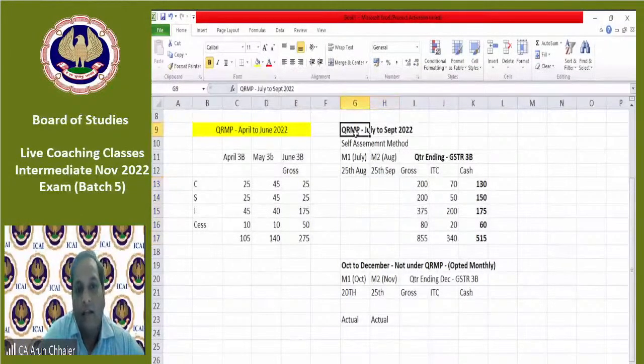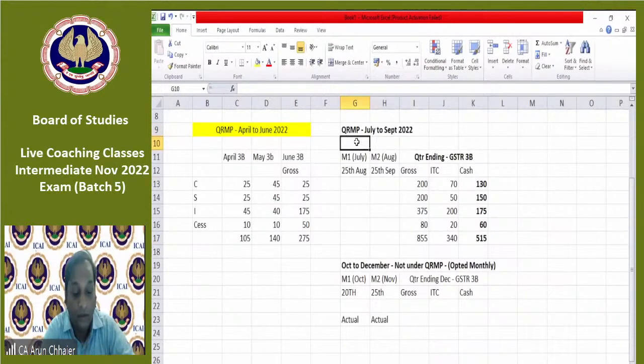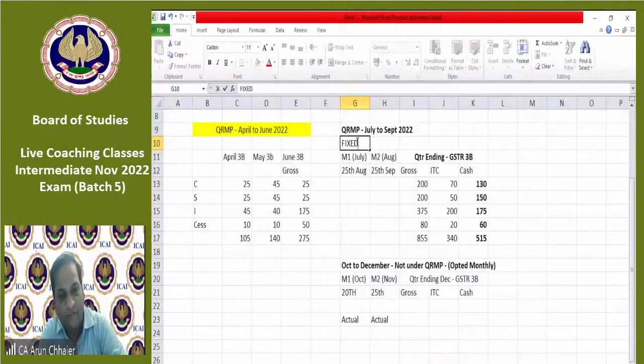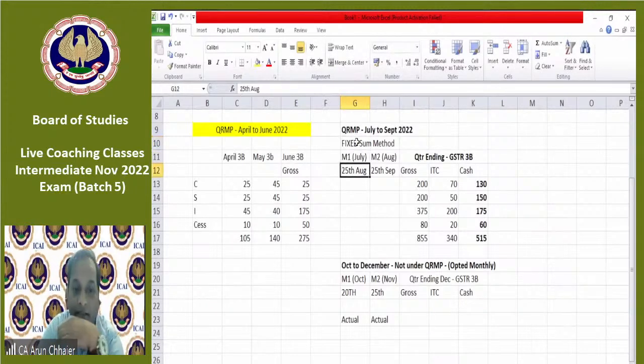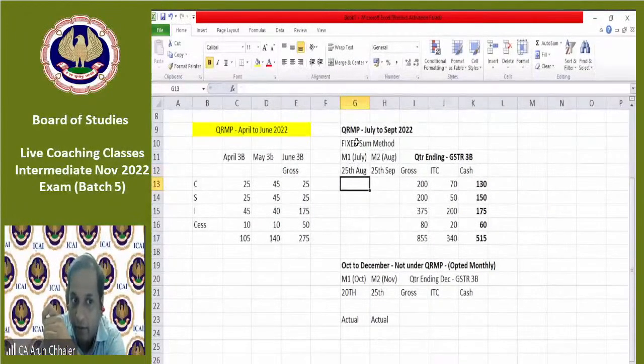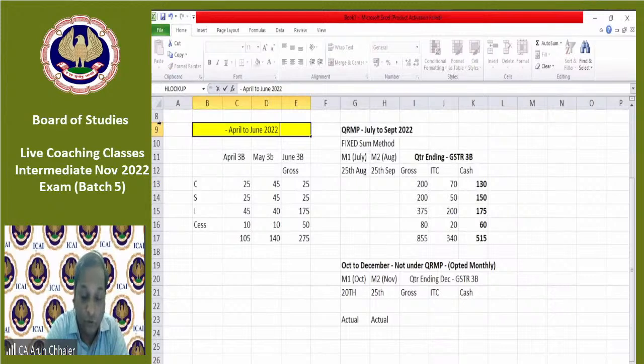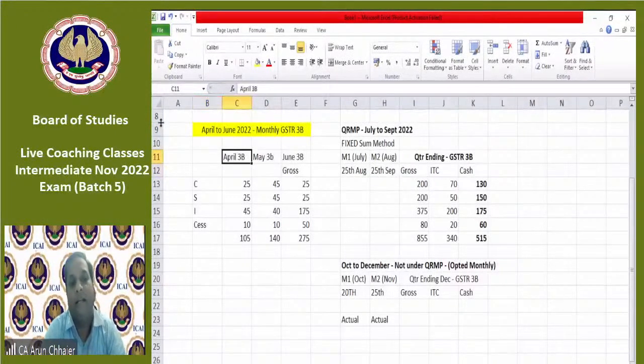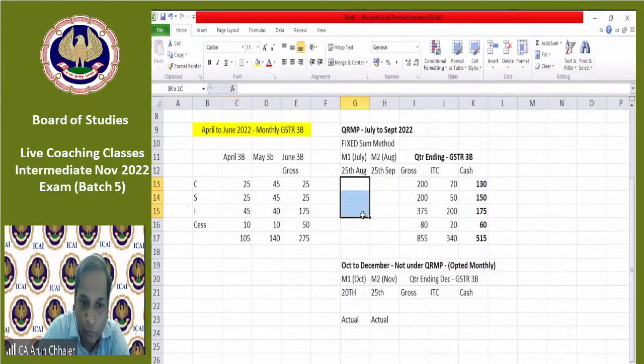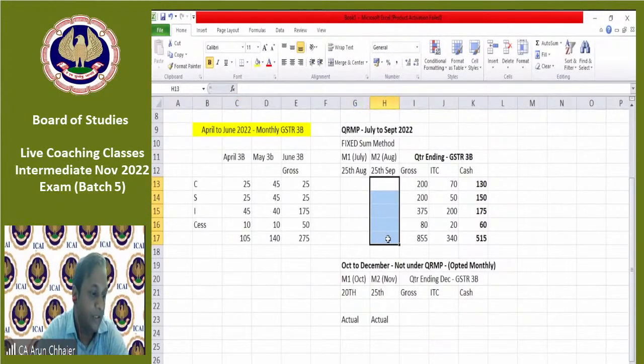My question is, in July to September you were under QRMP, but again, same. We are talking about you have opted the fixed sum method. Then how much amount will you pay in April to June? You were not under QRMP. April to June, you were filing the monthly GSTR 3B. So kindly tell me in that case, how much amount I need to pay here.